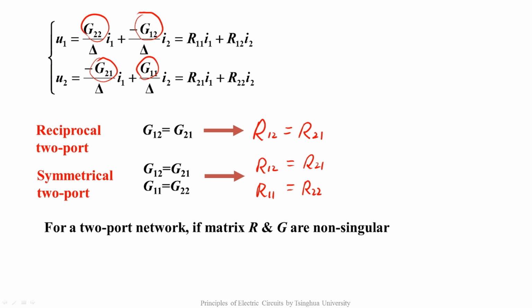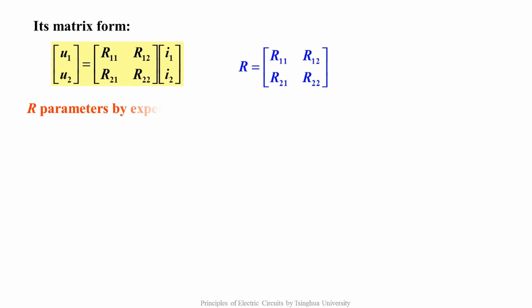For the same two-port network, if its matrices of R parameters and G parameters coexist, the relationship between them is that R equals G's inverse, or G equals R's inverse. In other words, they are inverse matrices of each other. You should pay attention to this.